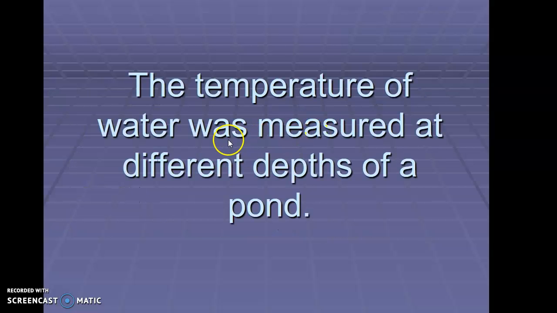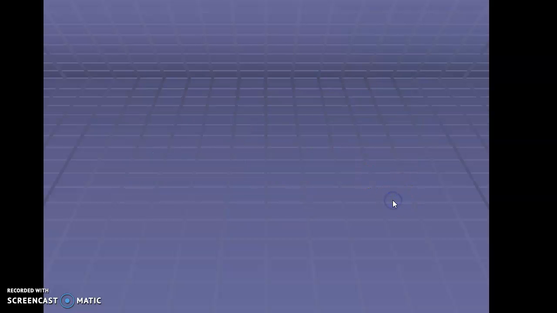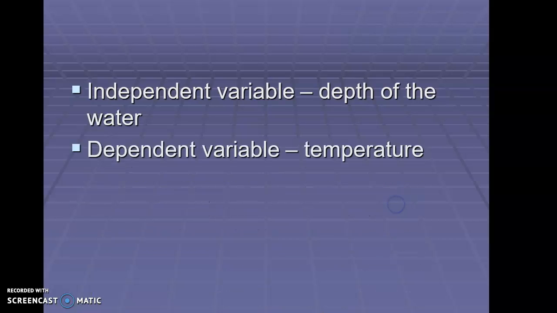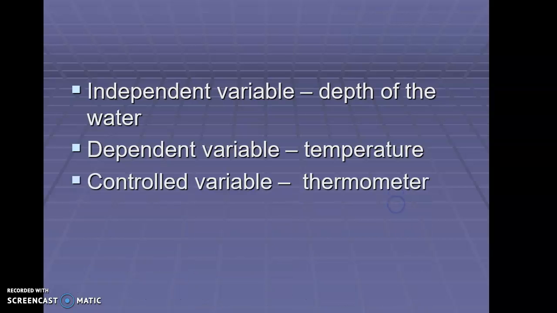The temperature of water was measured at different depths of a pond. So my independent variable here is the depth of the water. What I'm going to measure is the temperature. And some controls would be I'm using the same thermometer.